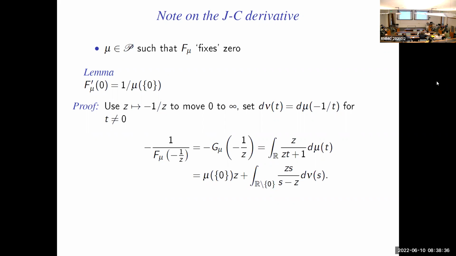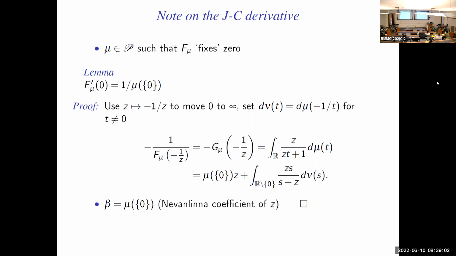If you remember, in the Julia-Carathéodory derivative, the first term at infinity is beta z, where beta is 1 over the derivative. The Nevanlinna coefficient at 0 is mu of 0, and therefore the derivative is 1 over mu of 0. Okay.